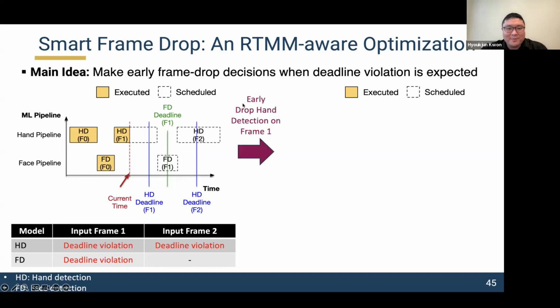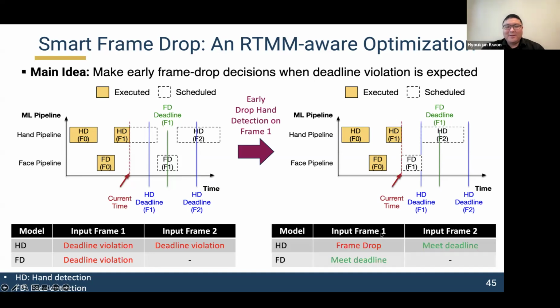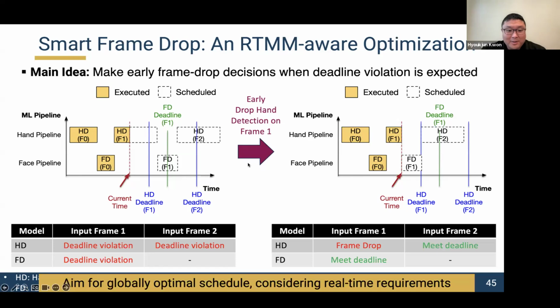But if we make the early frame drop decision on frame 1 of the hand detection, so we drop the frame here, then we can see the face detection for the next one is within the deadline, and hand detection from the next frame is also within the deadline. So compared to 3 deadline violations versus 1 frame drop, this can improve the overall system performance. So this is one example optimization we applied. And the main point of this optimization is we aim for the globally optimal schedule, considering all of those real-time requirements.